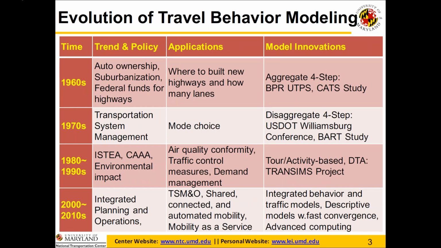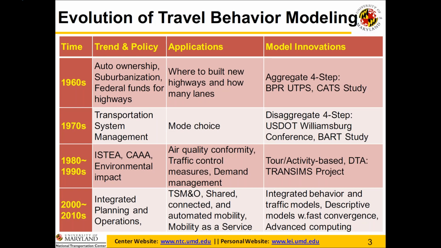Another type of model that I want to talk about today is models of travel behavior, which probably has direct relevance to demand management. We're trying to really estimate how people travel, when they travel, at the individual level. Right? So we see now, again in the last row here, a lot of integrated planning and operations applications, transportation system management and operations, shared, connected, and automated mobility, and mobility as a service, as new application needs.